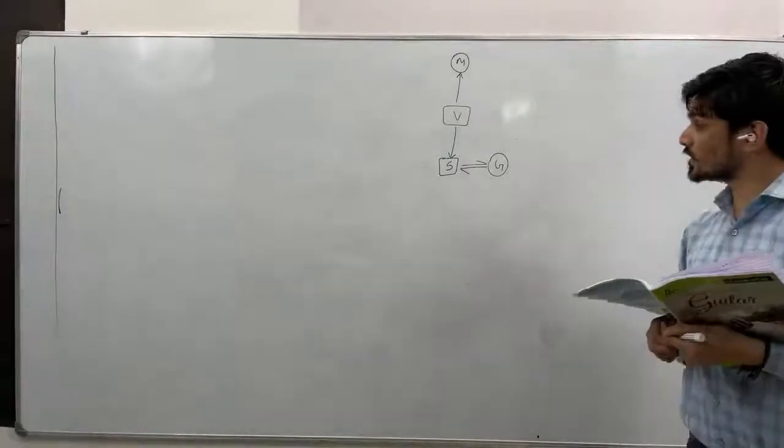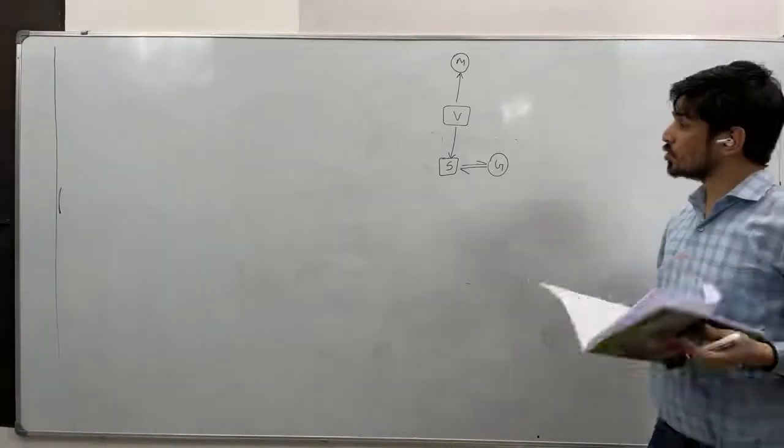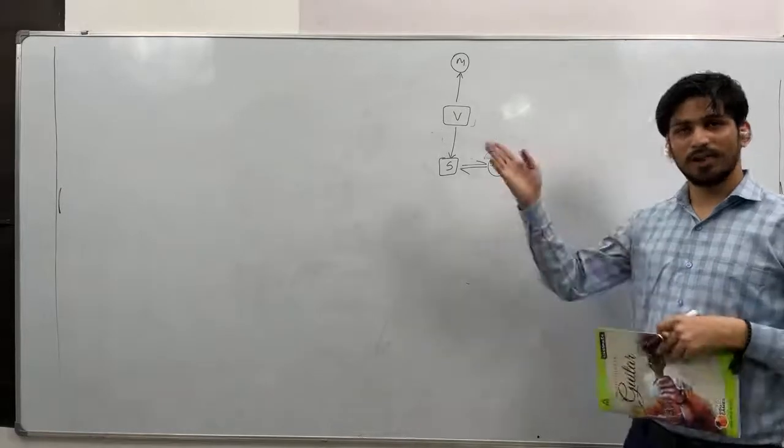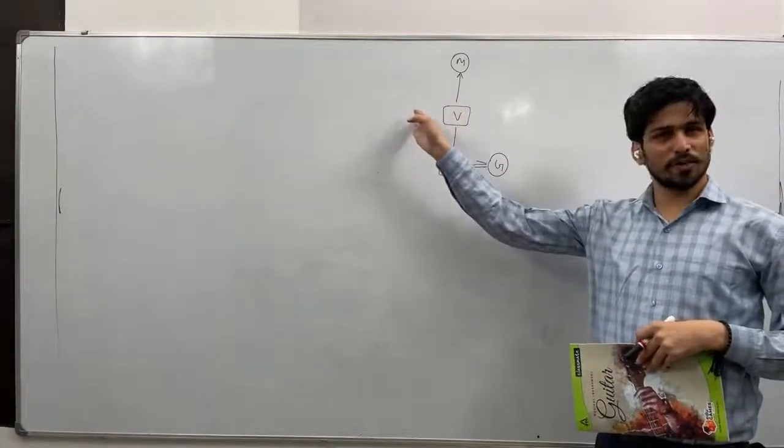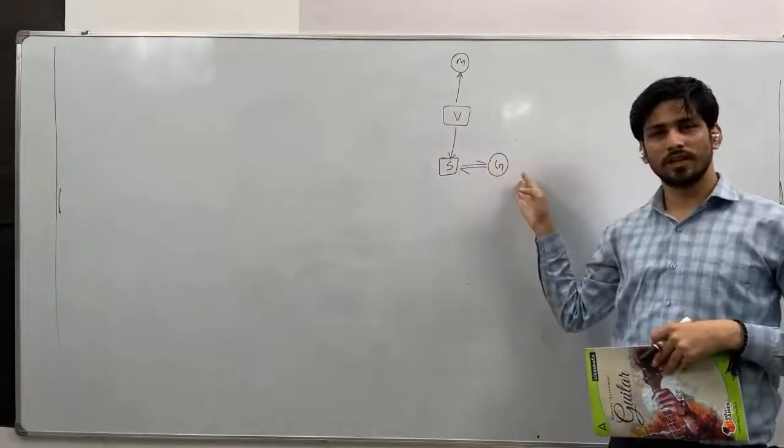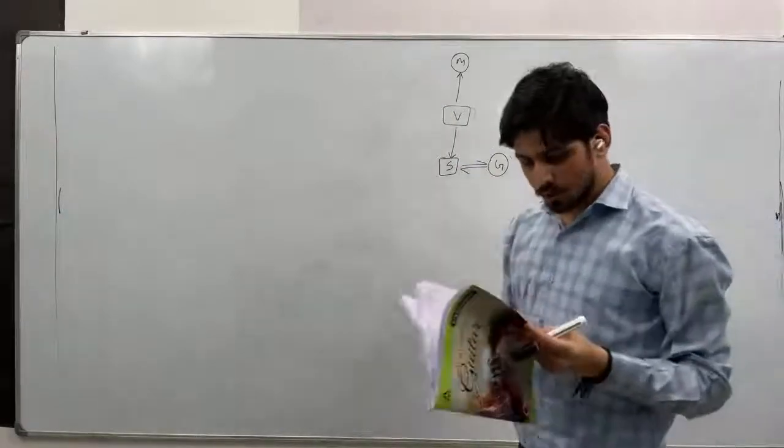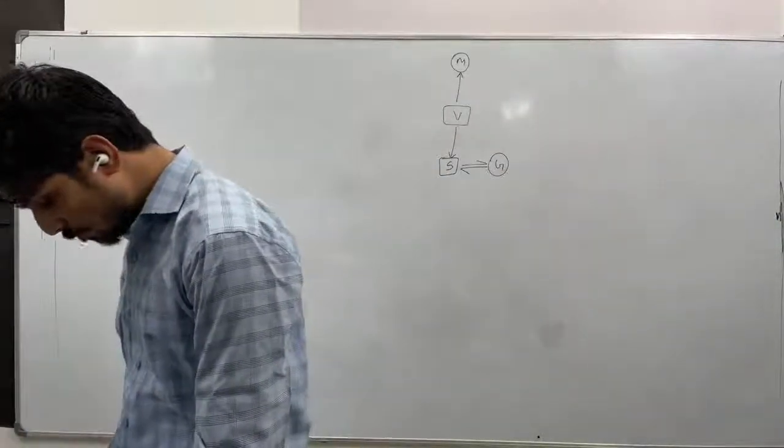Now they are asking the relation between V and G. So who is V? V is the father-in-law, and who is G? Daughter-in-law. Clear. Now let's move to question number 4. Try question number 4.